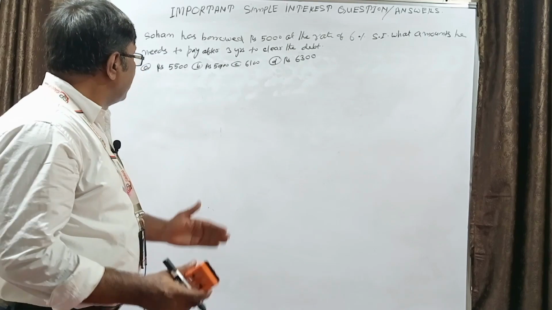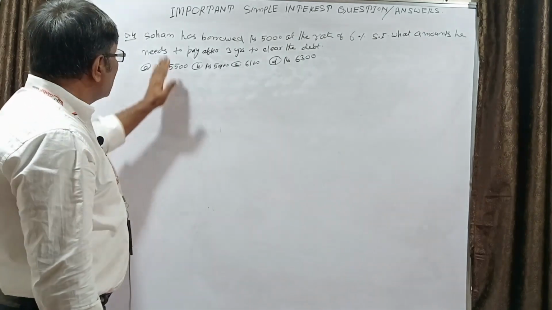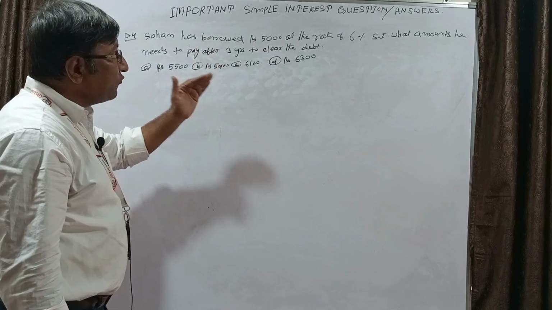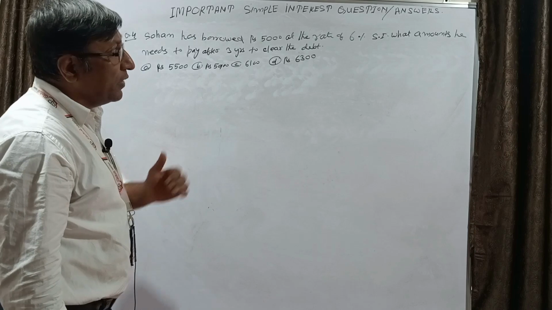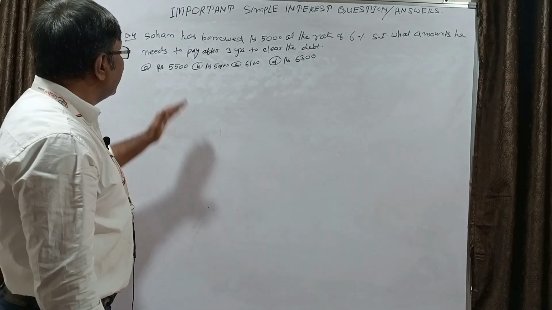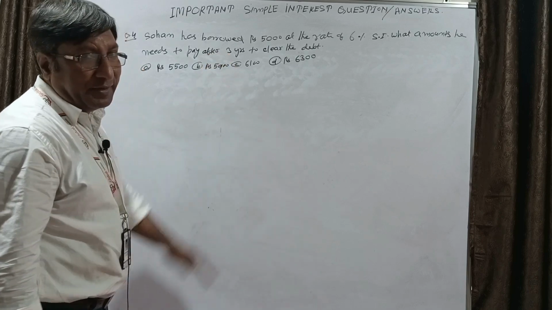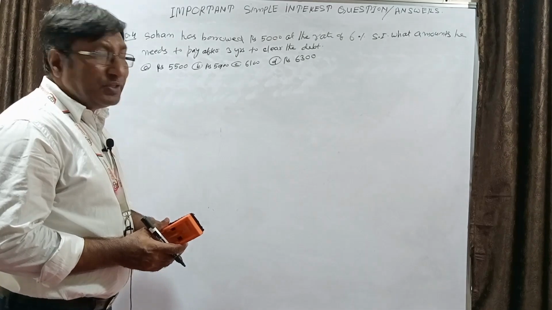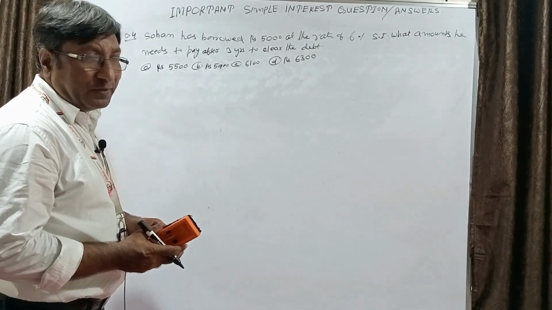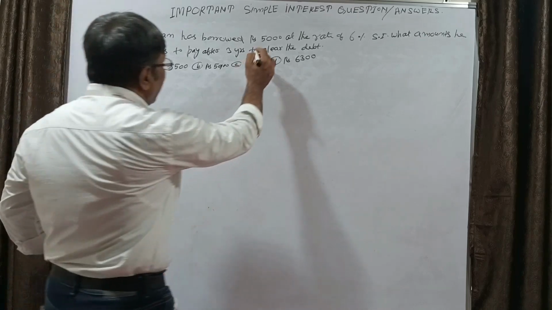Now question number 4. Let us see the fourth question. Sohan has borrowed rupees 5000 at the rate of 6% simple interest. What amount does he need to pay after 3 years to clear the debt? For this type of question, again the simple technique is to check what is given in the question. So Sohan borrowed rupees 5000, so this is our principal.